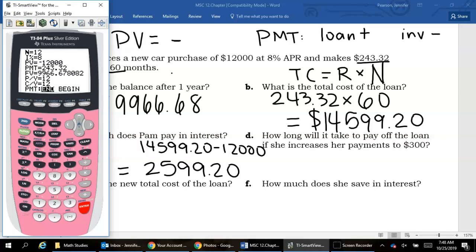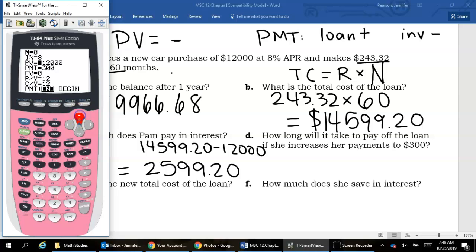The question is, how long will it take? So that means that this N is the value that I don't know. That's the one I'm going to come back for to figure out. It's the same percentage, same principal value. I am increasing my payments to 300, so I'm going to change the PMT to 300. The final value of a paid off loan is $0, and we're still compounding monthly, so the PY and CY don't change.